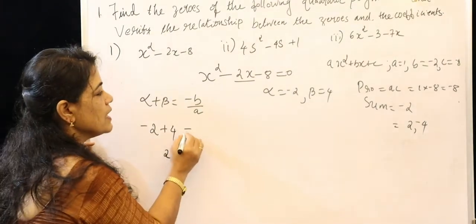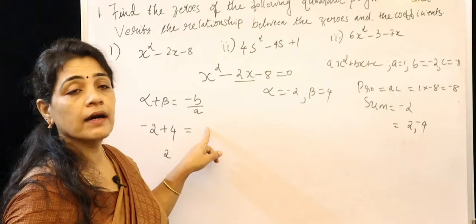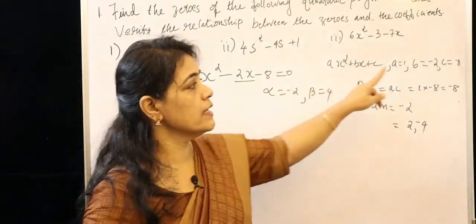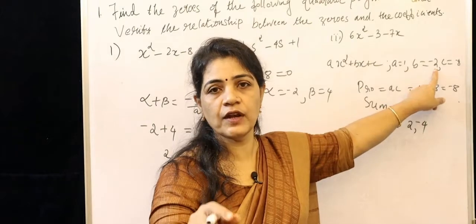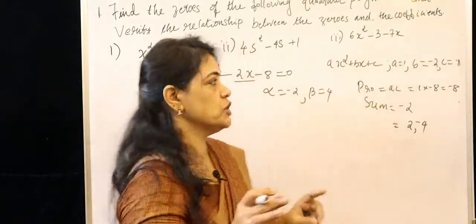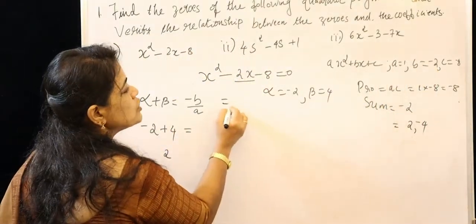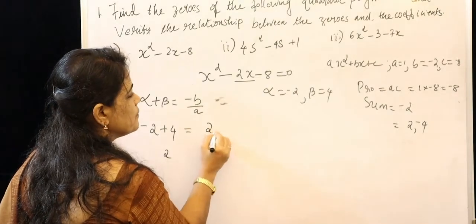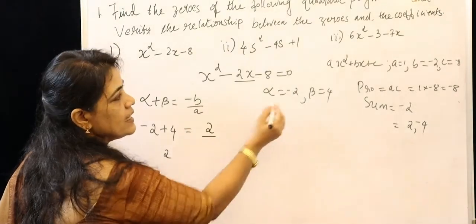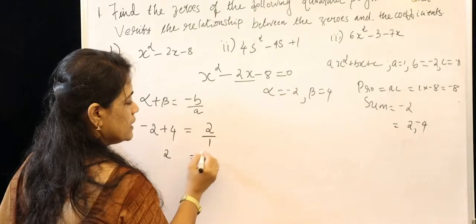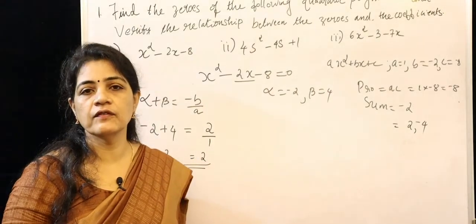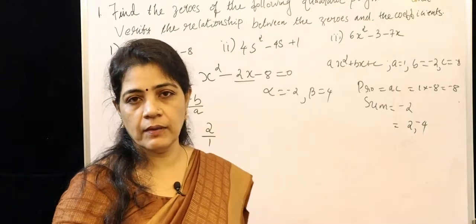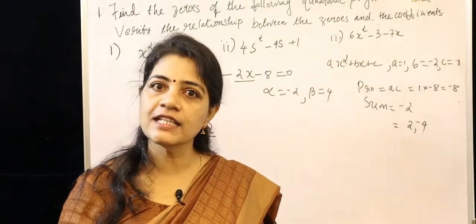Let us see what is in the RHS. Minus b by a: minus of minus 2, b is minus 2 itself, b itself negative, so its negative is positive 2. a is 1, so 2 divided by 1 is 2. So 2 equal to 2, hence we verified the sum with minus b by a. Alpha plus beta is equal to minus b by a.